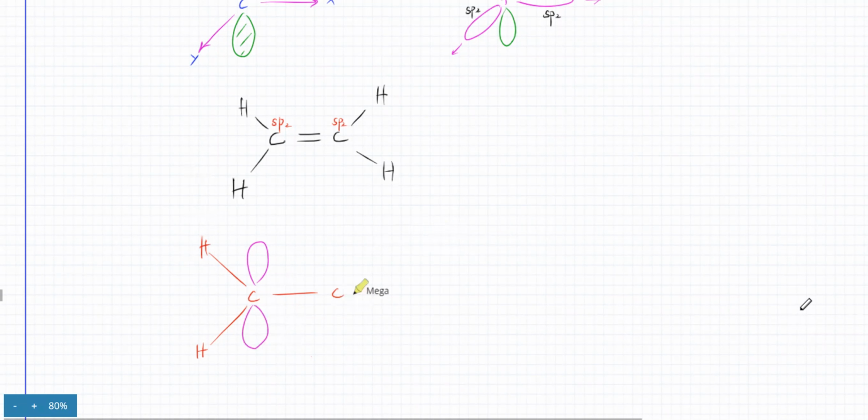And the same happens with this carbon atom. One of the orbitals gets stretched towards this carbon atom, the other one gets pulled by one of the hydrogen atoms, and so on. And the fourth orbital remains completely unchanged. What do you think the fourth orbital would do now?